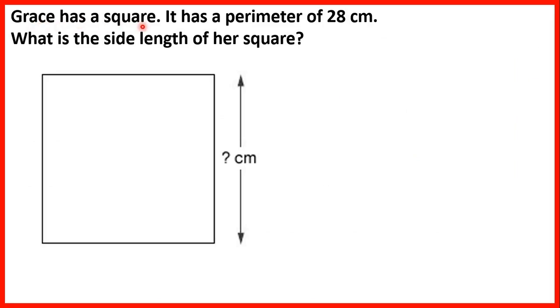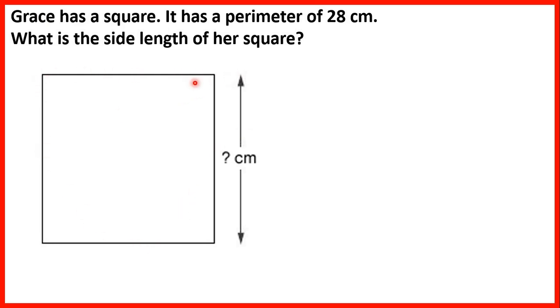Grace has a square. It has a perimeter of 28 centimetres. What is the side length of her square? So we need to remember that the perimeter is the total distance around the outside of a shape. And Grace has a square, so all of the lengths of the square are the same size.